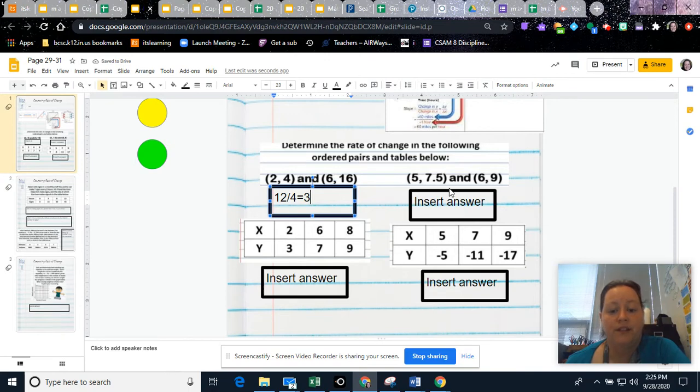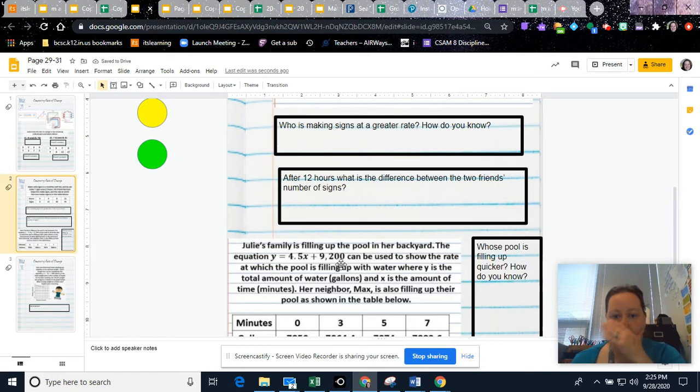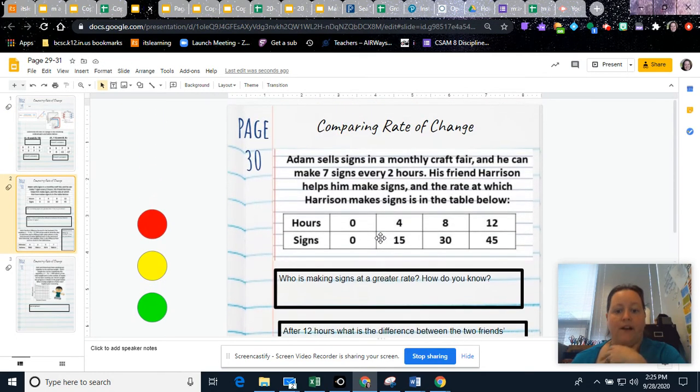So whether it looks like ordered pairs or if it looks like a table, you can do the same thing. Here, change in y is 4, change in x is 4. 4 over 4 would be 1. So hopefully that will help you on the front page. And then we're going to start thinking about comparing two different ones.